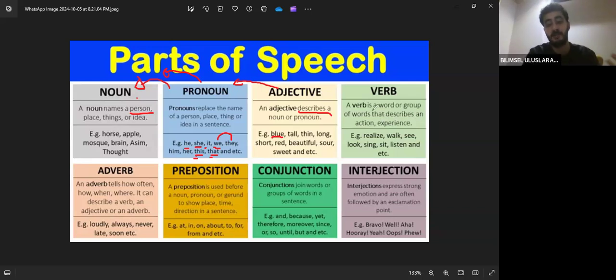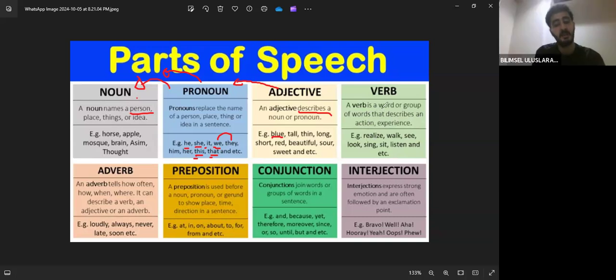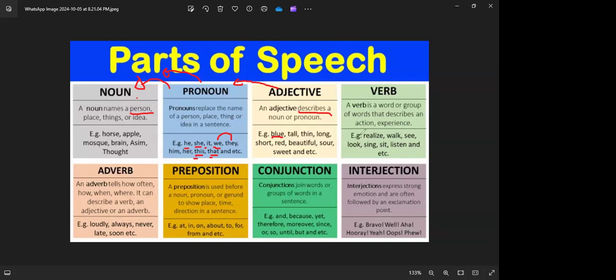It describes an action. Like realize, what's the meaning of realize? يستوعب أو يلاحظ. Realize, يستوعب أو يعني يكتشف لاحقاً, realize, okay? So when I got to the restaurant, I realized I forgot my wallet. يعني استوعبت أو اكتشفت إني ناسي المحفظة. All right? Walk. This is an easy verb. Walk. See. Look. Sing, sit, listen, and etc. Do you have any question till now? No. All right, these are very easy.